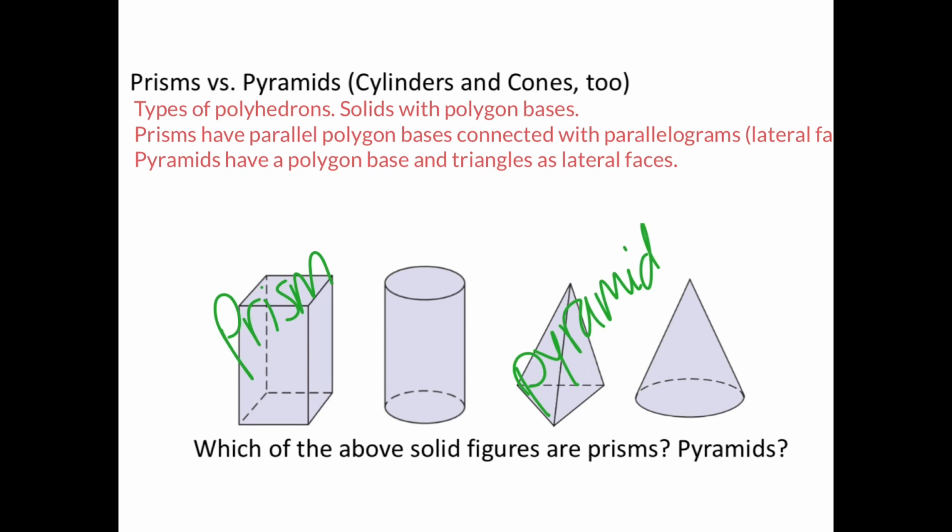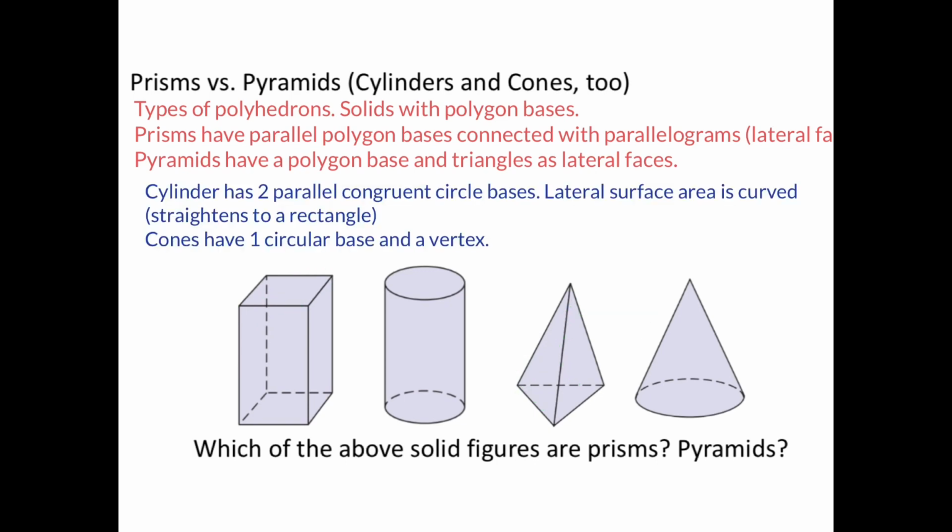So out of these examples, the first and the third are not just polyhedrons, they are specifically a prism and a pyramid. Cylinders and cones are also things we're going to be looking at in Chapter 12. A cylinder has 2 parallel congruent circle bases, and the lateral surface area is curved, which could straighten to a rectangle. And cones are just like what you would think for an ice cream cone. They have 1 circular base and a vertex. So in these 4 images, the second one is a cylinder, and the fourth one is a cone.